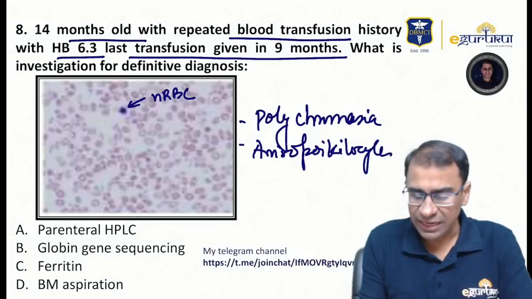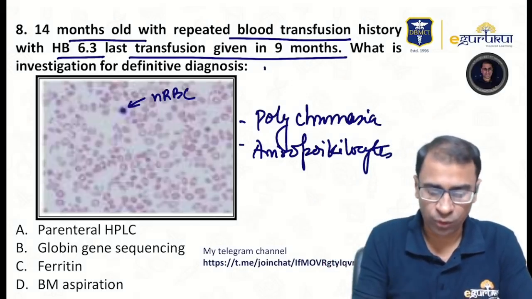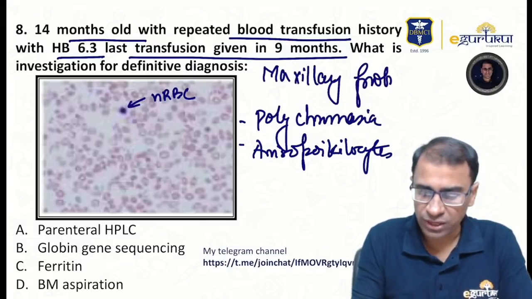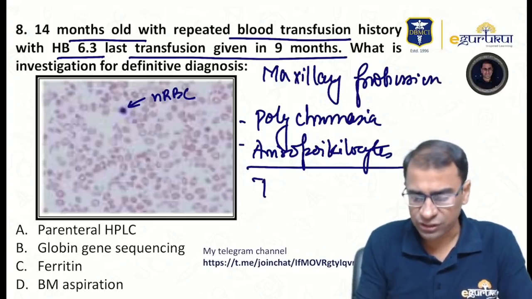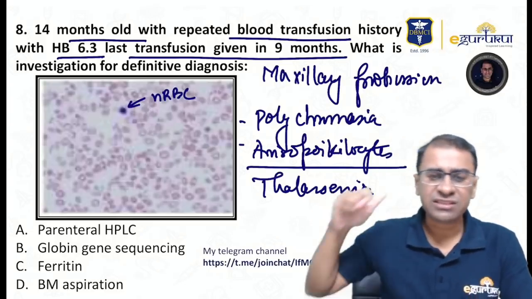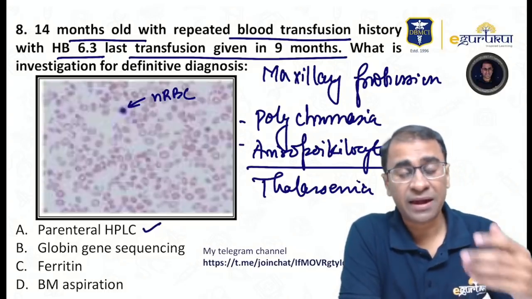anisopoikilocytosis. Guys, this patient also had a history of maxillary protrusion. Okay, there's also a history given of maxillary protrusion. So if you ask me, sir, what is the likely diagnosis, I'll say it is thalassemia. Okay, now if you tell me, sir, if it is thalassemia, the answer should be parental HPLC. What is parental HPLC, guys?